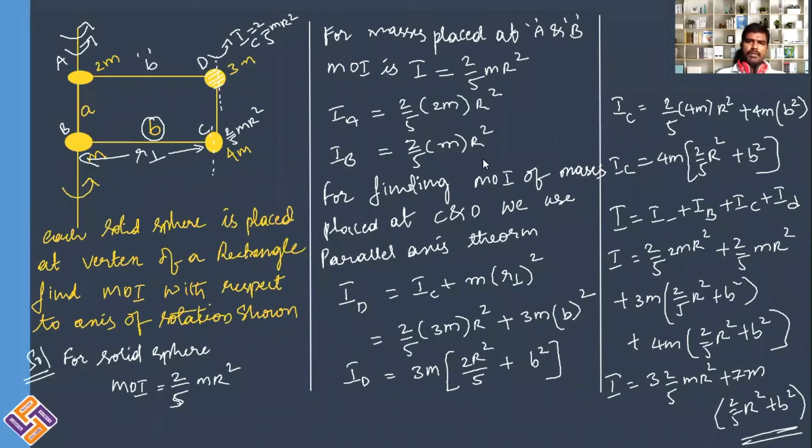Generally most students make a mistake: when calculating the moment of inertia of object D, which is placed away from this axis, they directly write 3m into the perpendicular distance b square, that is 3m b square. But that is wrong. You should use the parallel axis theorem because it is a solid mass, not a point mass. As it is a solid object, we need to use the parallel axis theorem to calculate the moment of inertia of the objects placed at positions C and D.